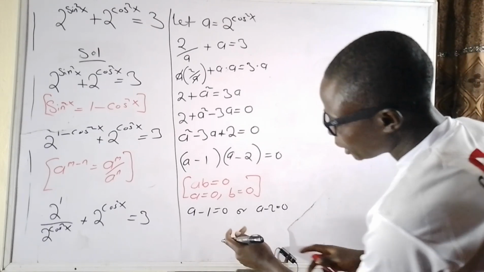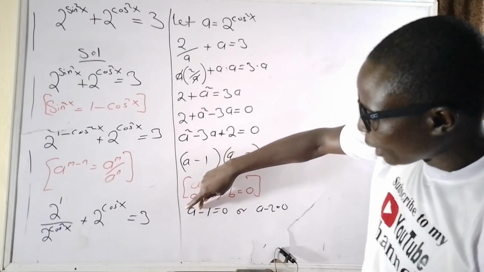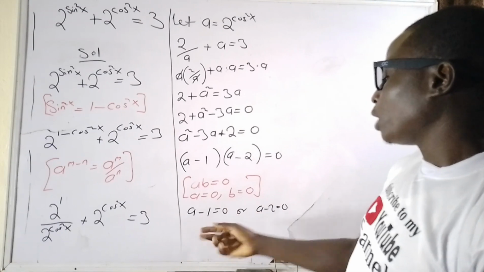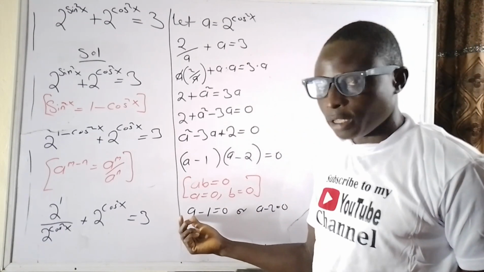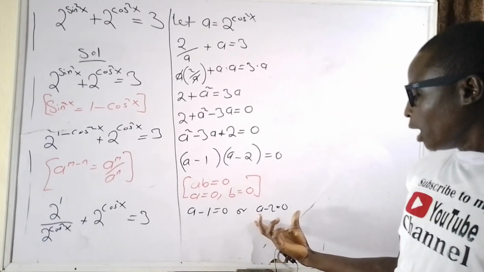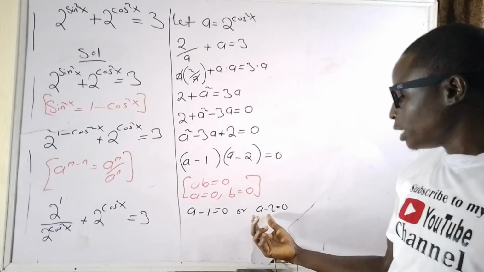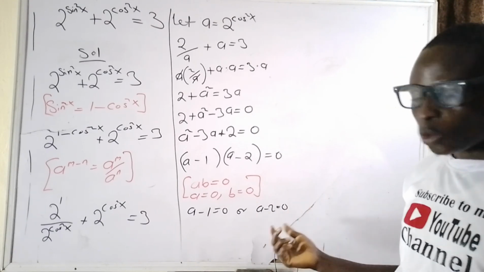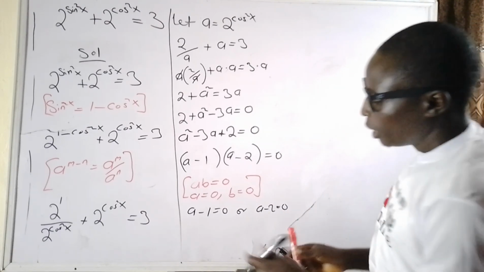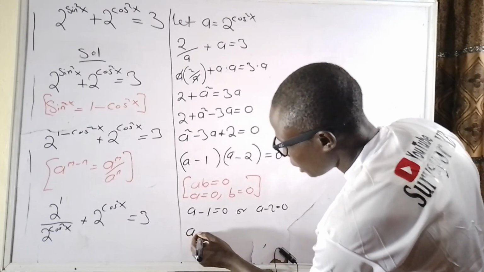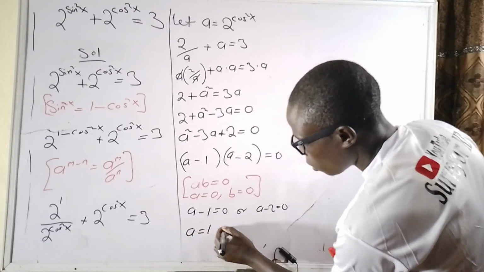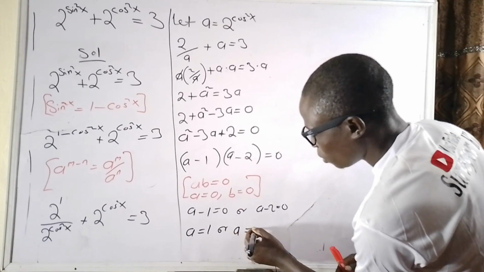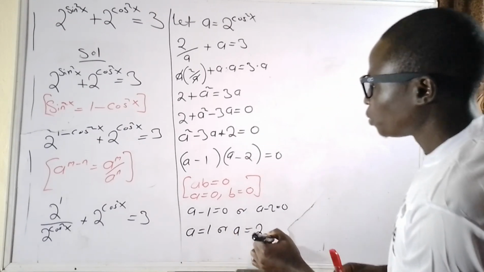So understanding this, I need to send this negative 1 to the right side, so that to the left side I only have a. And in this case also, I'll have to send this negative 2 to the right side, so that to the left side I have a. That means it's the same thing as a is equal to 1 or a is equal to 2.